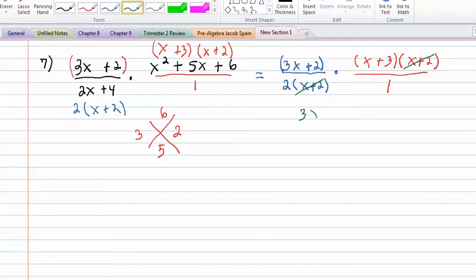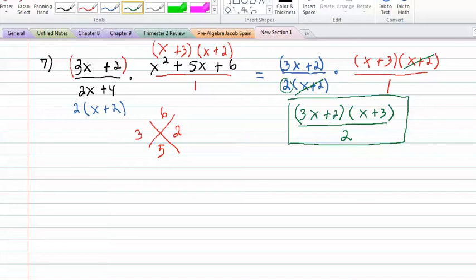So at the top, what do I have left? I have 3x plus 2, and then I have another quantity of x plus 3, all over, and at the bottom I just have a 2 times 1, which is just 2. And so that's my answer for number 7.